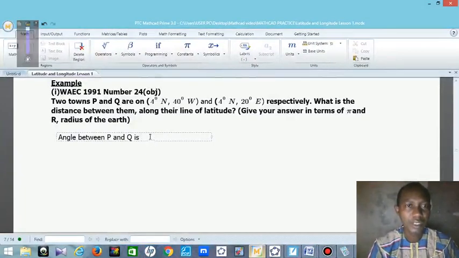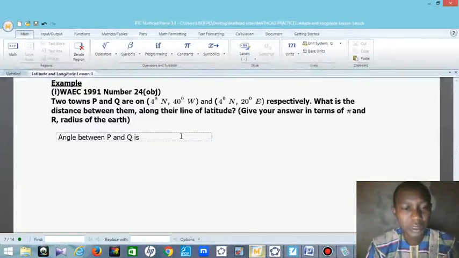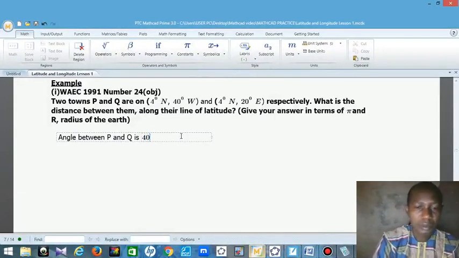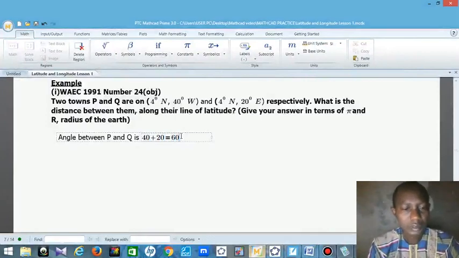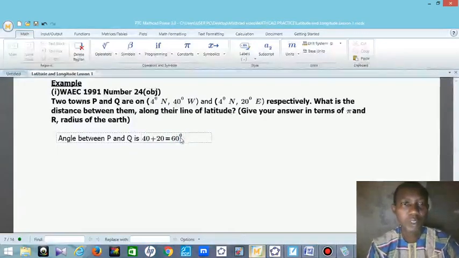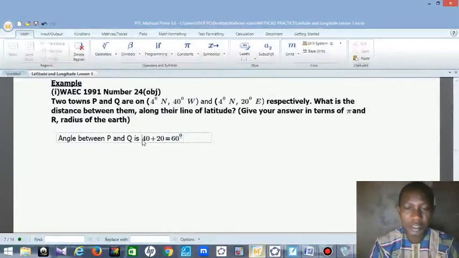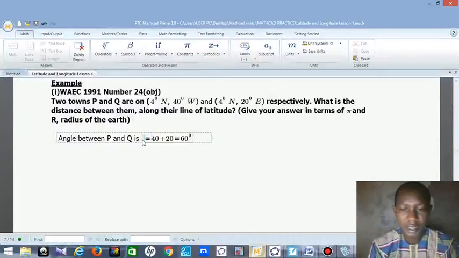Okay, this one, we have checked it the other time. We said it's 40 plus 20, which is 40 plus 20. This one is going to be equal to 60 degrees. So 40 plus 20 will give us 60 degrees. So you settle that angle. And remember, for this angle we use a symbol. We are using theta to represent that angle. So this is the angle between P and Q, theta.